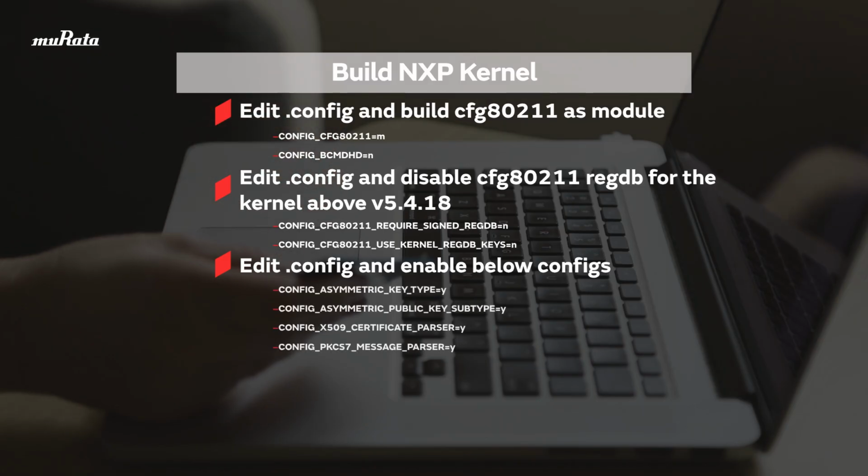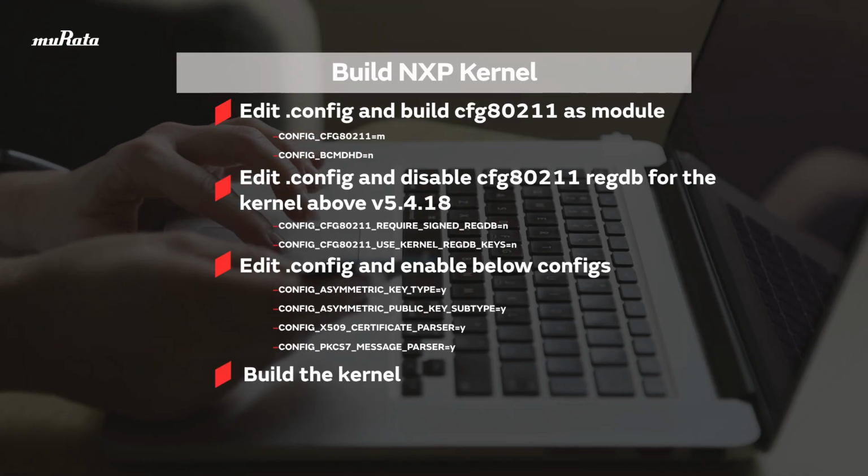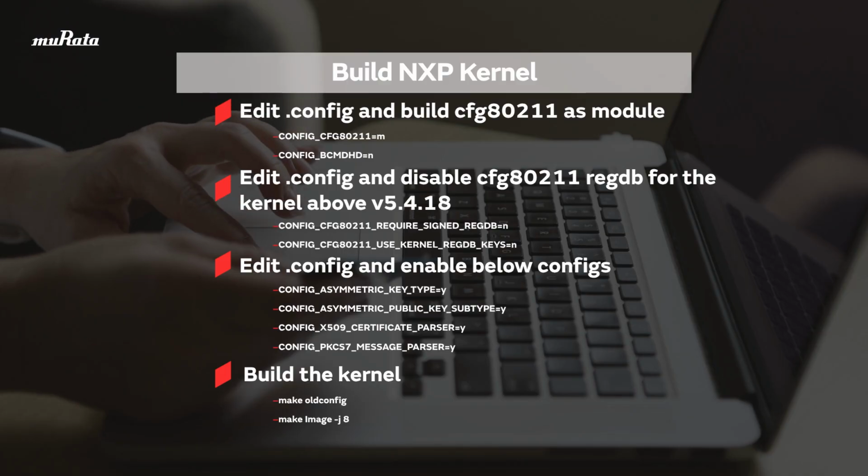Additional cryptographic options are then enabled so the kernel can parse and validate regulatory data correctly. Once all configuration changes are applied, the kernel configuration is updated and the kernel image is built. This build step ensures the kernel headers and symbols are ready for the FMAC driver build that follows.